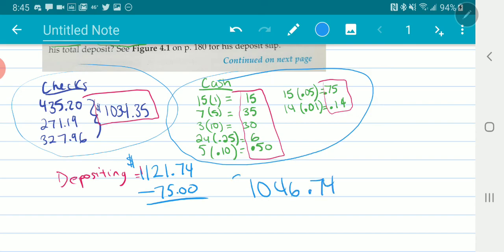So now you'll have 2 questions to try on your own, following the same procedure. Okay, same exact procedure that we just went through. Figure out your checks, figure out your cash, and then if there's any less cash received or a cash withdrawal, you're just going to be subtracting it from here.